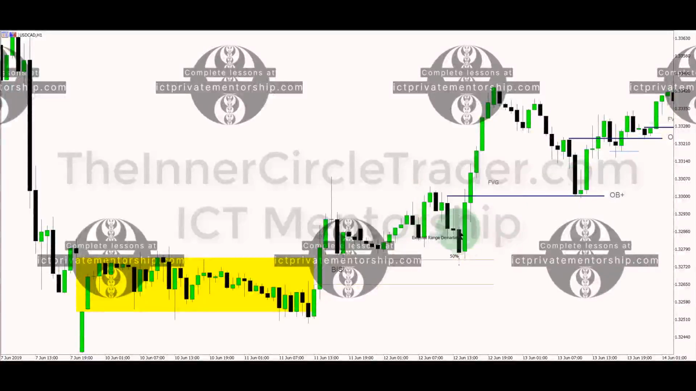Bullish order block. Three down closed candles. We have displacement. Bullish order block, fair value gap. Overlap. Price can be bought here on the 13th.